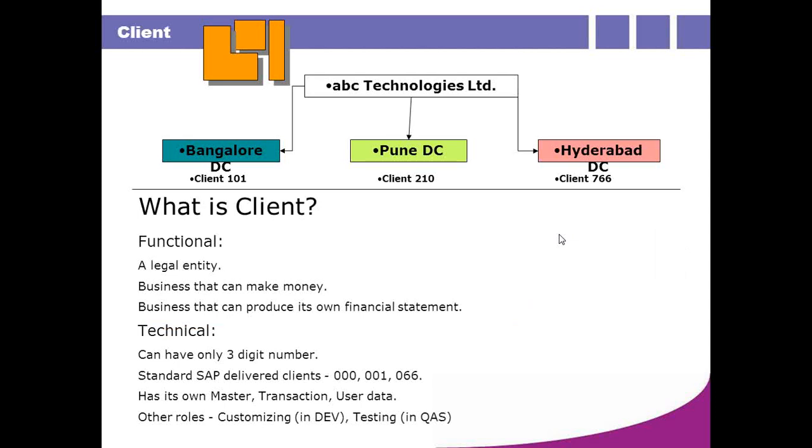So what is that client number? It's a data separator, to say. Let's see what the need of that is, why we use it, and why SAP recommends it.